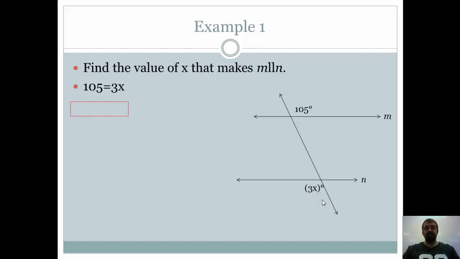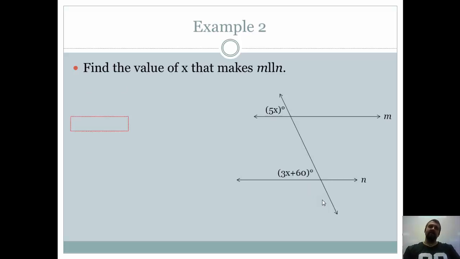Solve for x. I use the idea that alternate exterior angles have to be congruent. That means their measures are the same, which means I can set 105 equal to 3x. Boom! x equals 35. Problem solved. Line M and line N are now forced to be parallel if x is 35. Example 2. Same question, different problem.